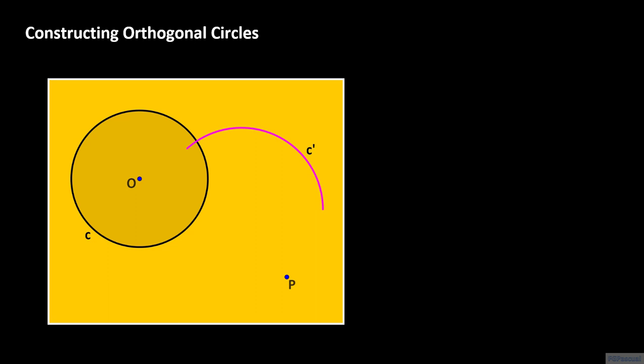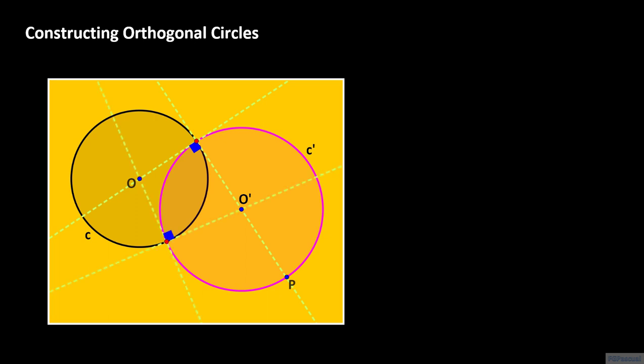Let C' be a circle that intersects C and passes through P. Let O be the center of C and O' the center of C'. We say that circles C and C' are orthogonal if at each point of intersection the tangent to one circle at the point of intersection is perpendicular to the tangent to the other circle at the same point of intersection.